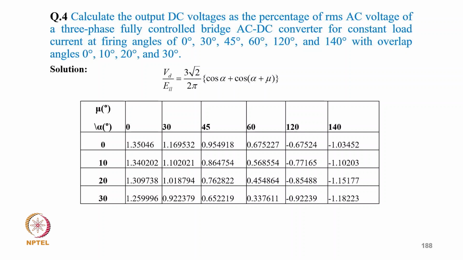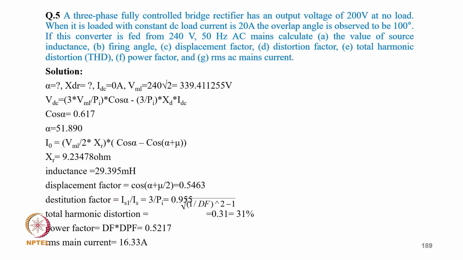Coming to example 4, calculate the output DC voltage as a percentage of AC RMS for a fully controlled bridge AC DC converter with constant load, for firing angles of 0, 30, 45, 60, 120, 140 with overlap angles 0, 30, and so on. So Vd upon EL is √3 by 2 into cos alpha plus mu, and putting the values, you get different values for different firing angles as shown in the table.